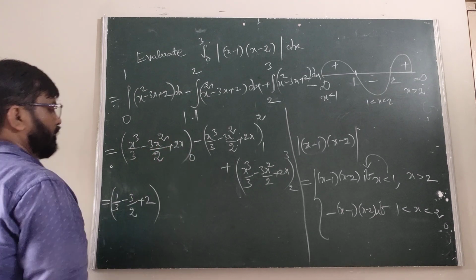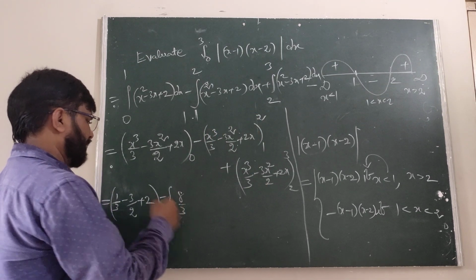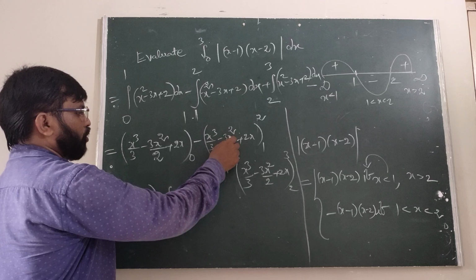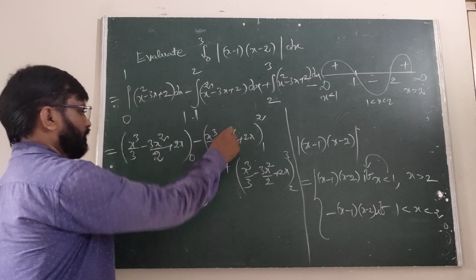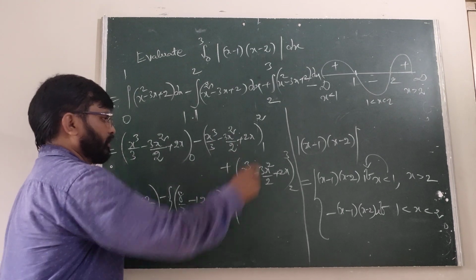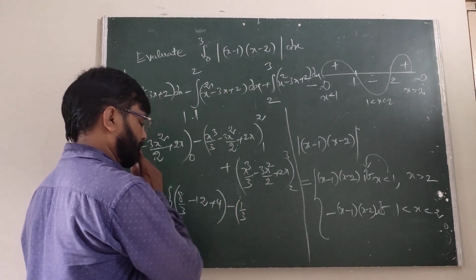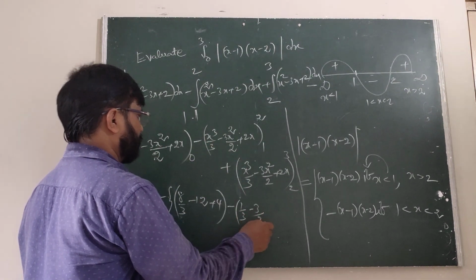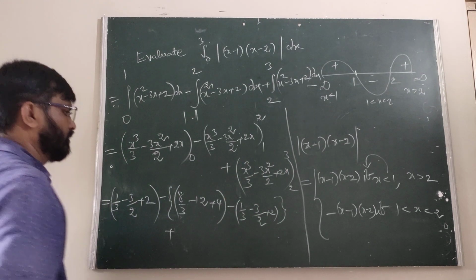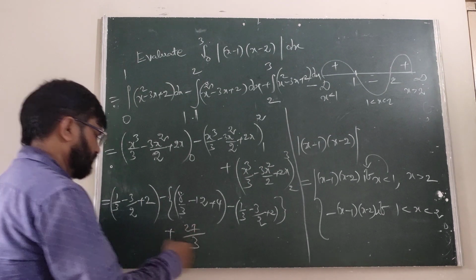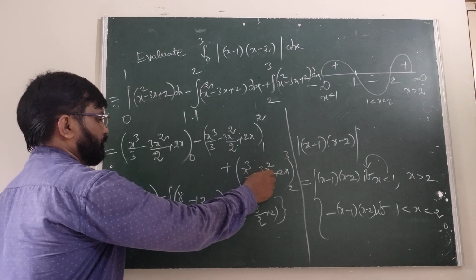Now 0, 0, 0. Now the next one, we can substitute 2. 2 cube by 3 is 8 by 3. Now 2 square is 4. All of you listen, 4 3s are 12. Is it clear? 4 3s are 12. Next 2 2s are 4. Then comes the lower limit, we are taking minus. This is 1 by 3, after that minus of 3 by 2 plus 2. Then for the last one, this is 27 by 3 minus, and 3 square is 9.